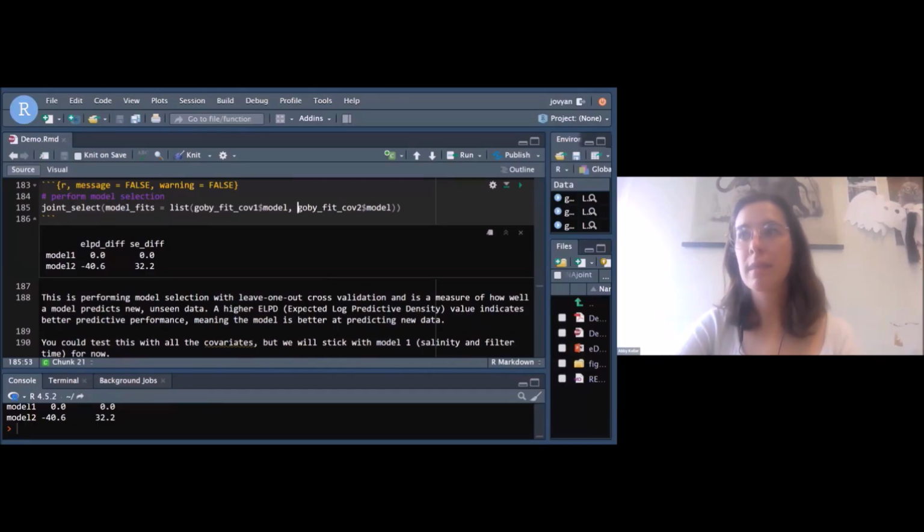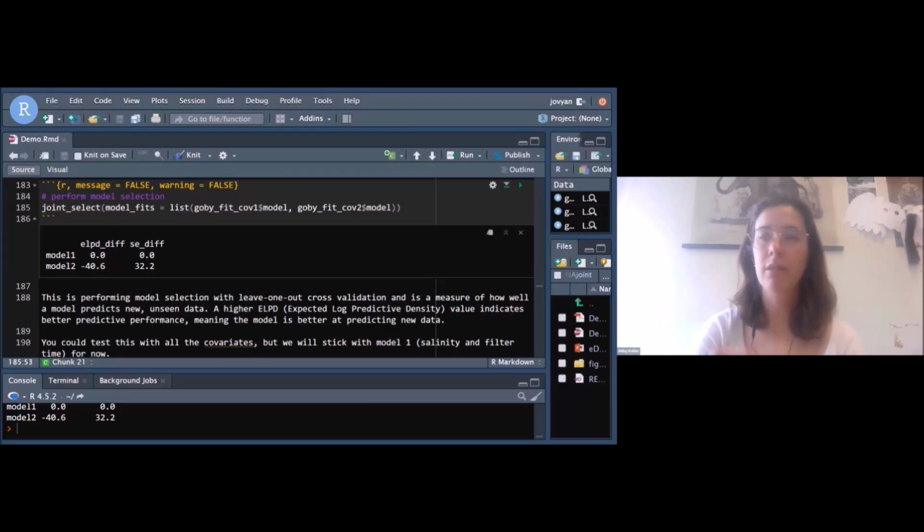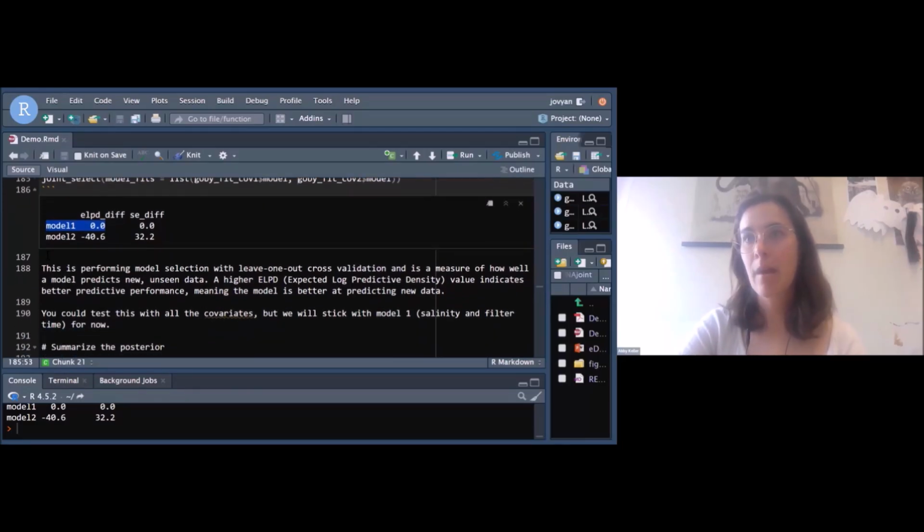A higher ELPD, the expected log predictive density value, indicates better performance. This means that the model is better at predicting new data. It's a better fit to your data. This column is the difference between the two. Since the ELPD is higher for model 1, we have 0 here. This indicates to us that the structure of model 1 is better at predicting our data. You can imagine testing this out with all of the covariates or none of the covariates to see which covariates you should be including. But for now, we'll just stick with model 1, where we have salinity and filter time.